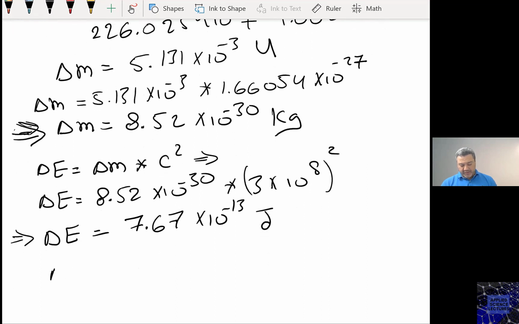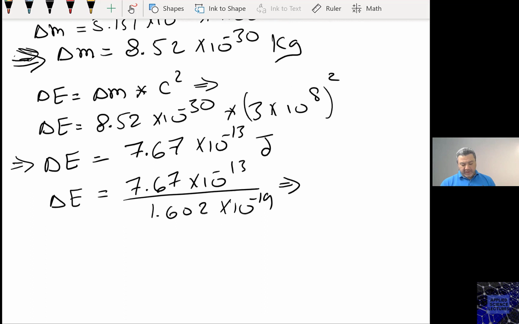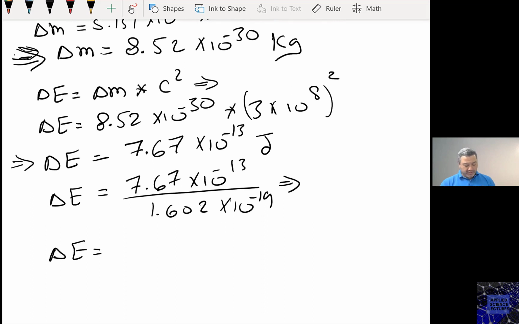Now if I divide this number, 7.67 10 to the power minus 13, with the equivalent of the electron volt, which is 1.602 10 to the power minus 19, I get delta E equals 4.79 mega electron volt.